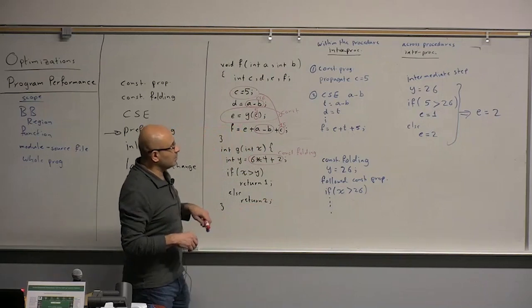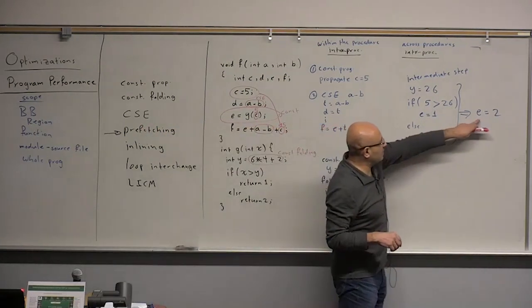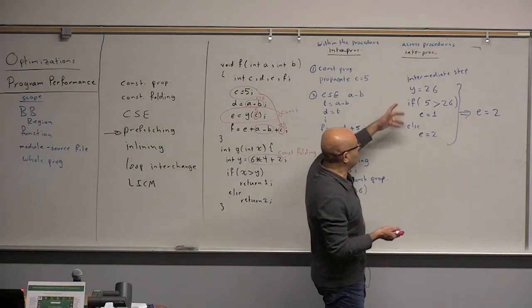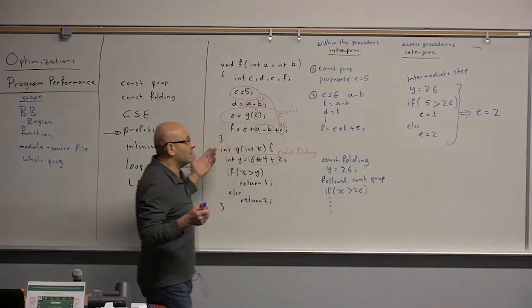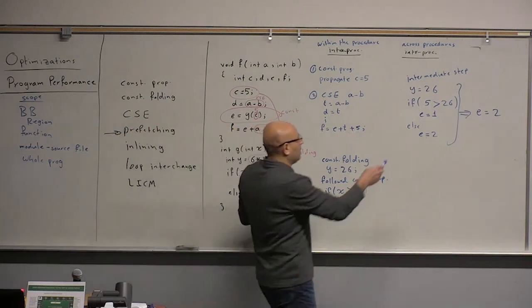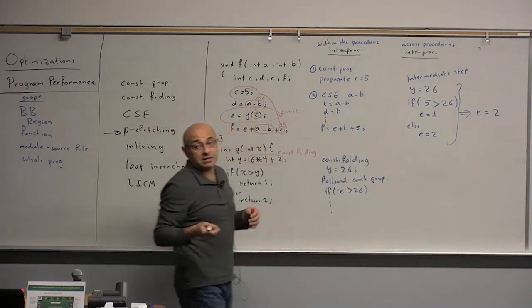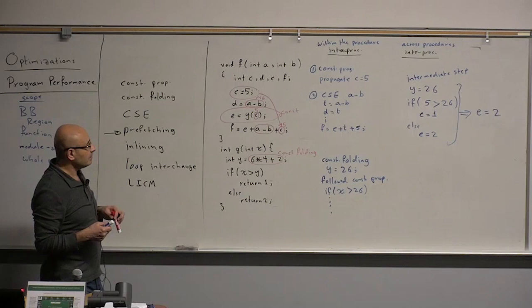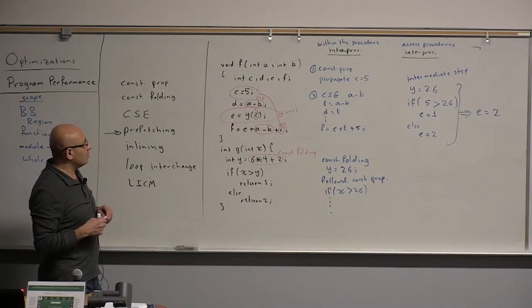And in fact, when we reduce all of this to e equals 2, we have eliminated one of the branches. We have eliminated one of the basic blocks. This whole basic block, we have eliminated it because it's unreachable. Okay. So do you see anything else?